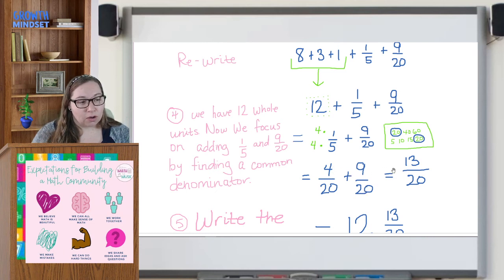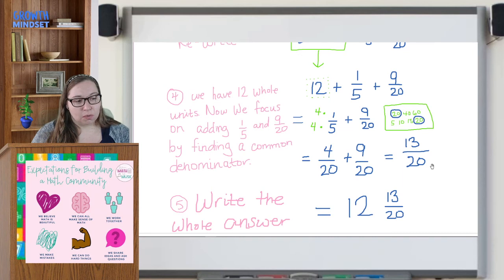Now if we add that across, it gives us 13 over 20. But again, we're not done. We had 12 whole units to bring down. So we're going to write the whole answer, which is 12 and 13 over 20.